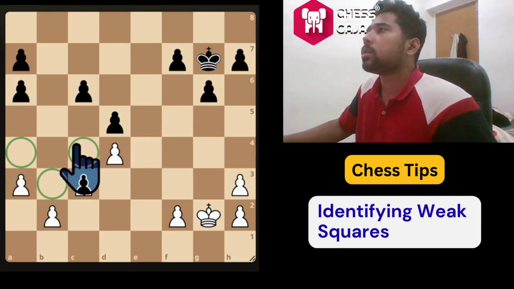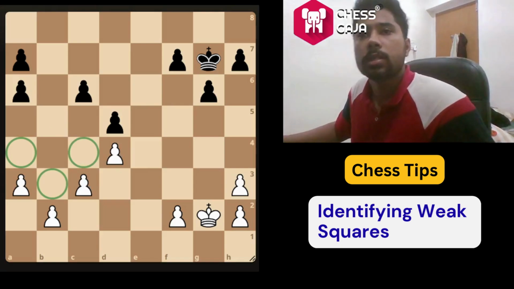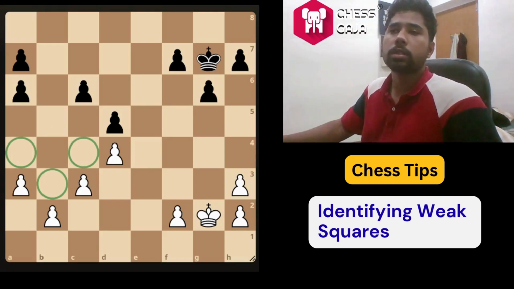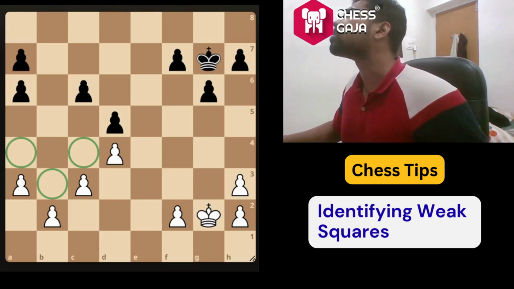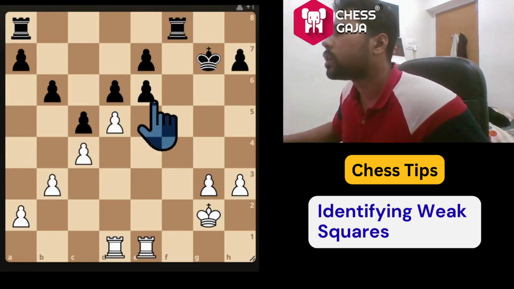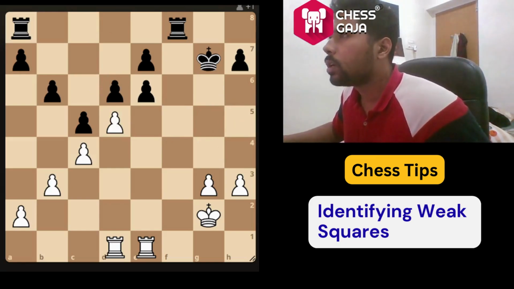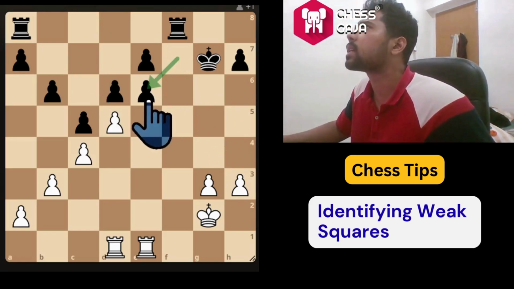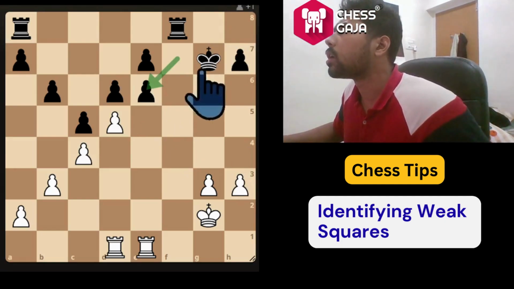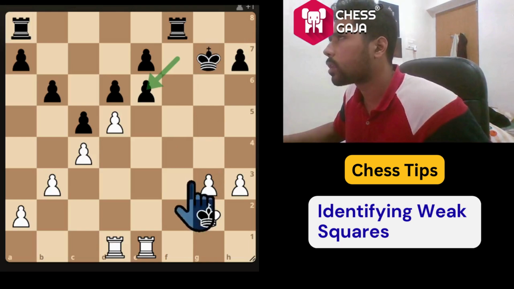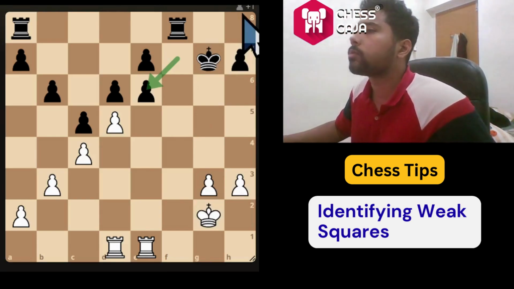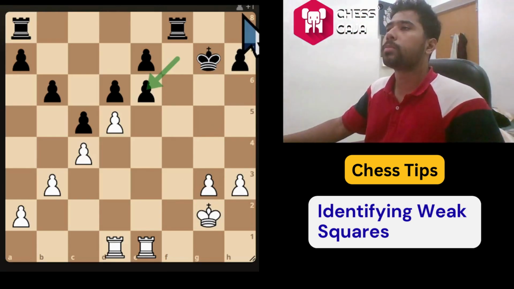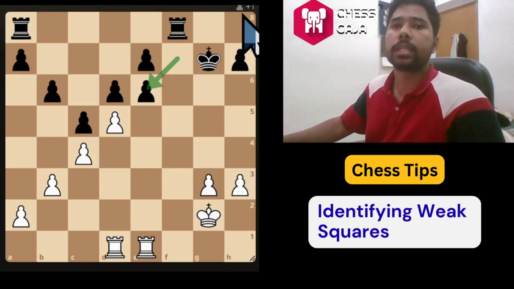So, after discussing the weak squares, let's see some positions where the weak square concepts are more prominent and can be used. The next position we are going to look at is this position. Here, black has taken the pawn on the e5 square. If I'm right? Yeah, it's the e5 square. And now, what should be the best move according to white?